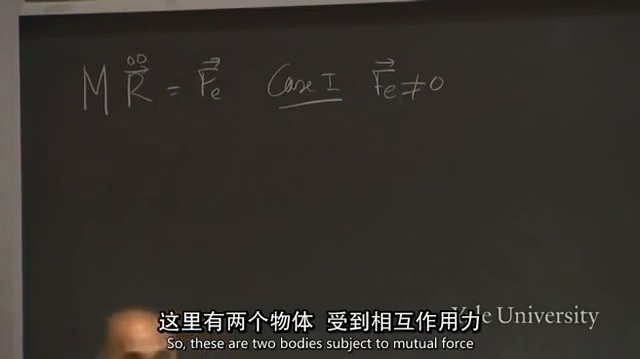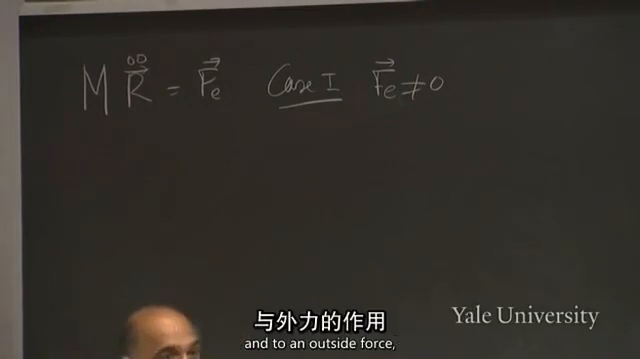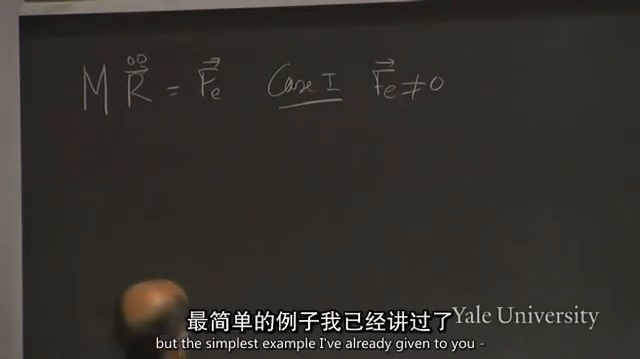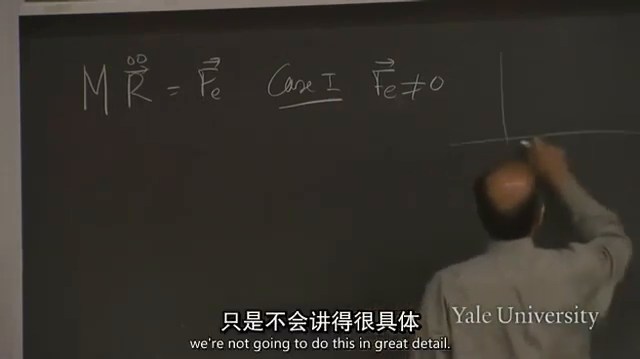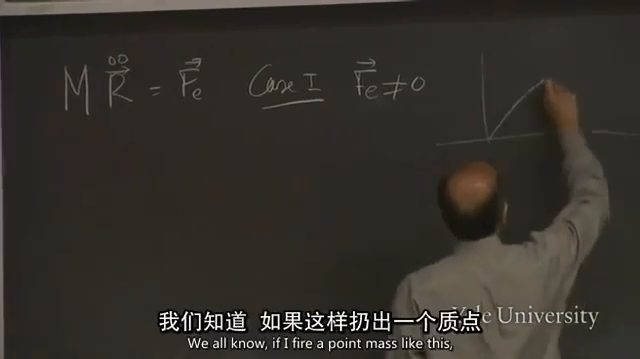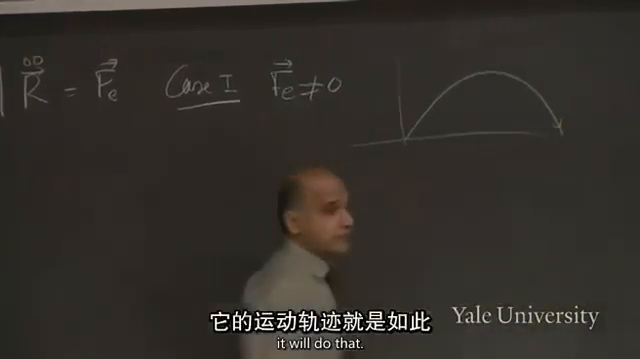So these are two bodies subject to mutual force and to an outside force. The simplest example I have already given to you, but I will repeat it. We're not going to do this in great detail. We all know if I fire a point mass like this, it will do that.